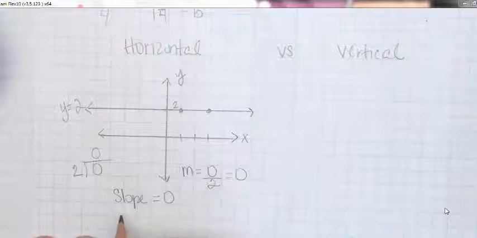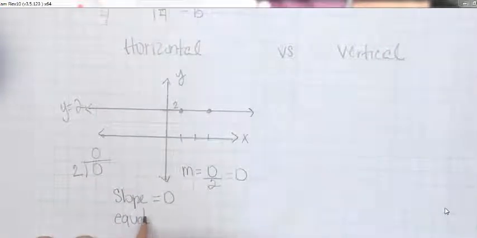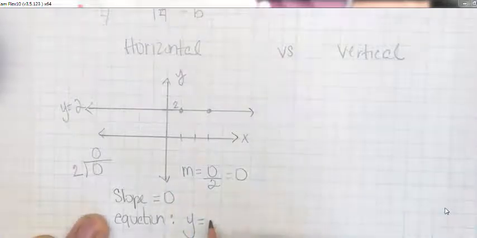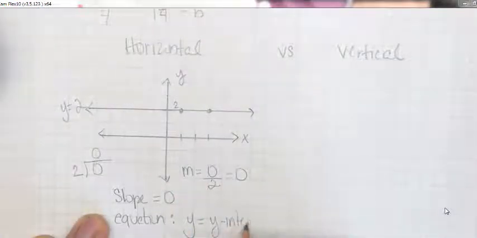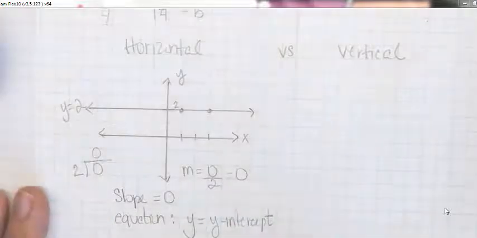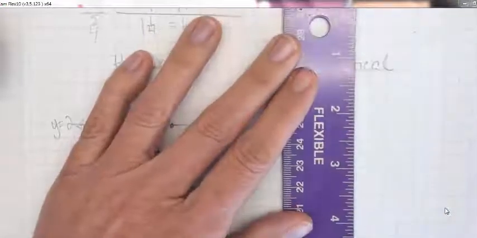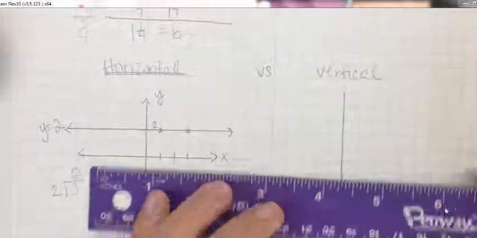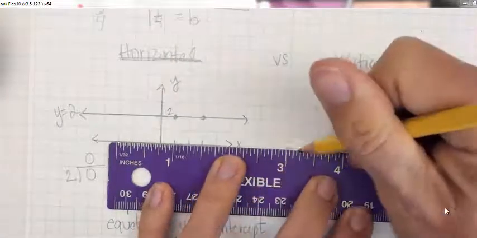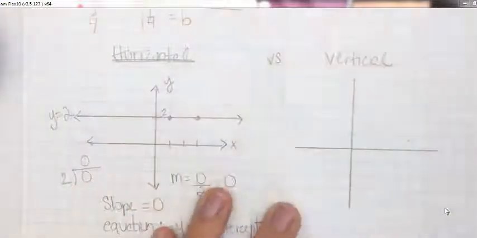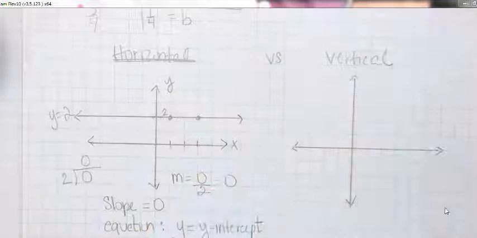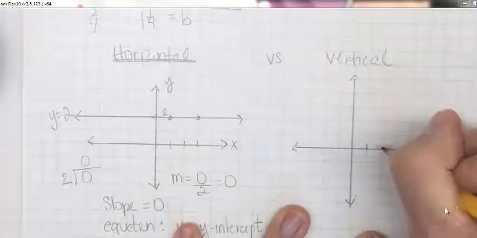So the slope is equal to 0. And the equation is always going to look like this: y equals whatever the y-intercept is. Okay, so that's a horizontal line. Now let's talk about a vertical line. Again, I'm going to draw a coordinate plane here. And this time I think I'll pick x equals 2.